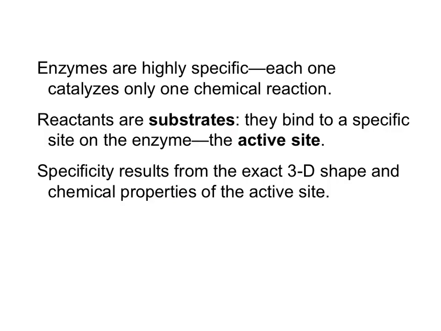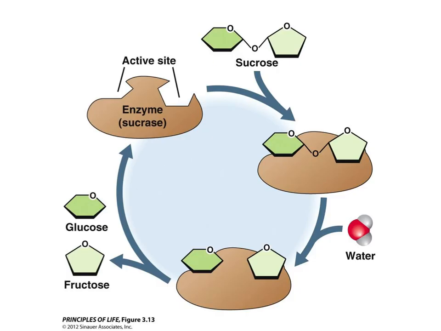Enzymes are highly specific. Each one catalyzes only one chemical reaction. Reactants are substrates. They bind to a specific site on the enzyme called the active site. Specificity results from the exact three-dimensional shape and chemical properties of the active site. In this diagram, our substrate is sucrose, a disaccharide, which fits perfectly into the enzyme known as sucrase. Remember that in order to break polymers, we have to add water to the reaction. And the enzyme helps to make sure that everything gets put together in the correct location.